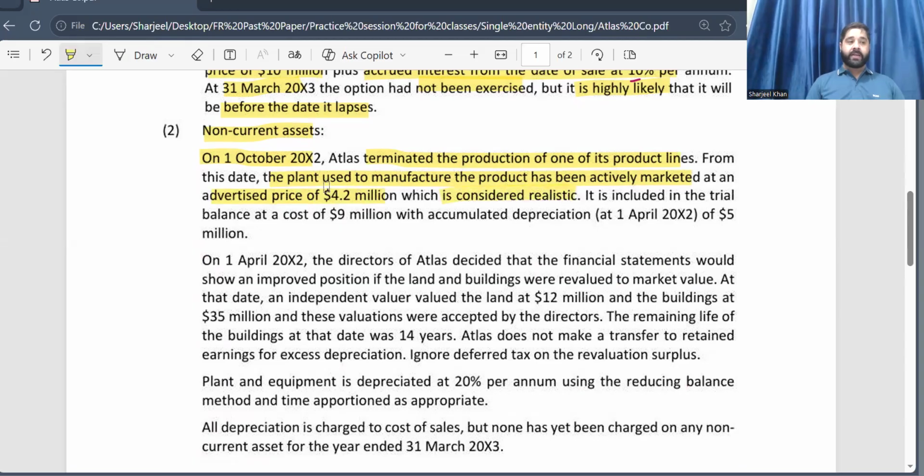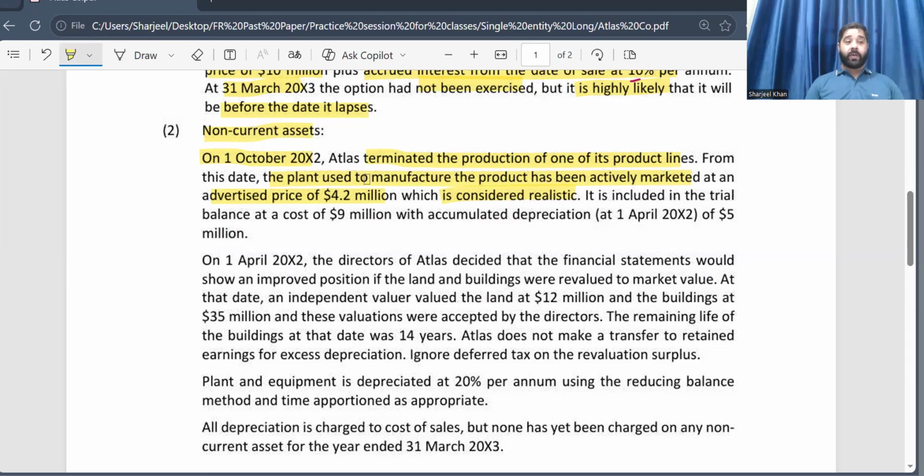So which IFRS is going to cover the first paragraph of note number 2? They terminated one of its products. Now they want to sell a non-current asset. Remember IFRS 5, non-current asset held for sale. As note number 2, the relevant notes are all about the non-current assets. So on 1st October 2082, they want to terminate production of one of its product lines.